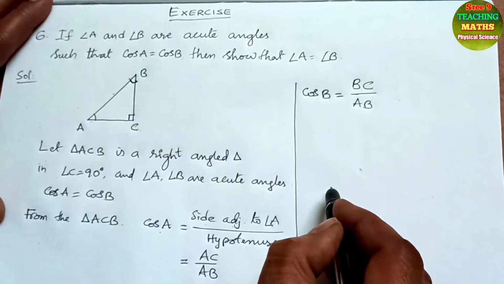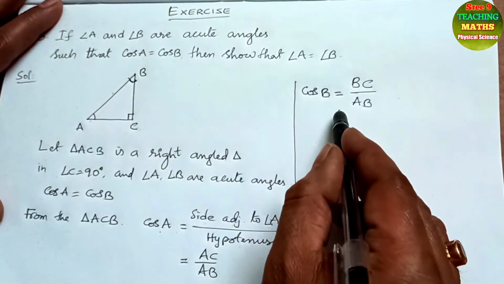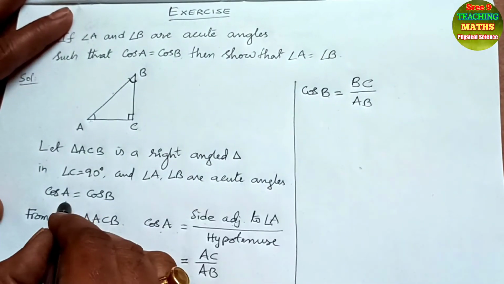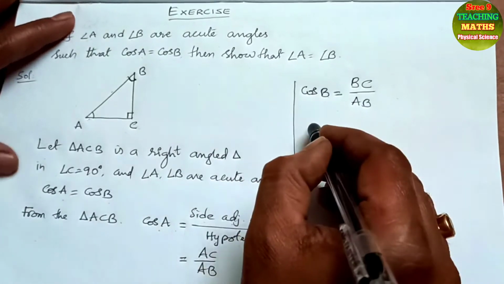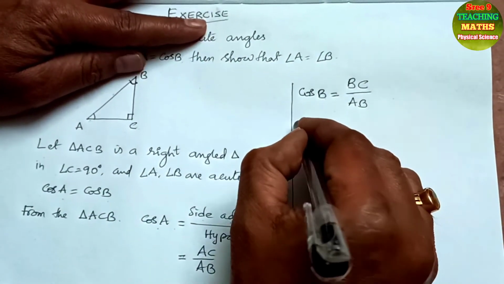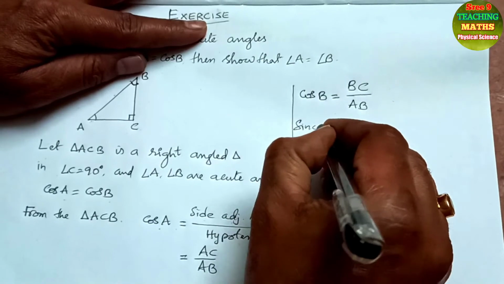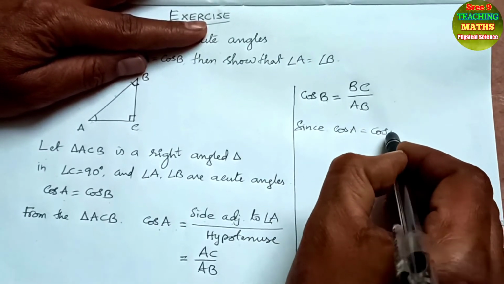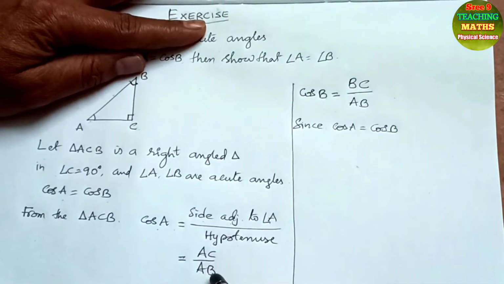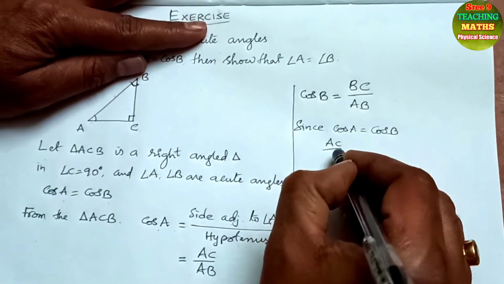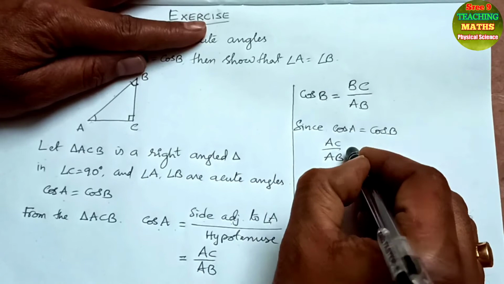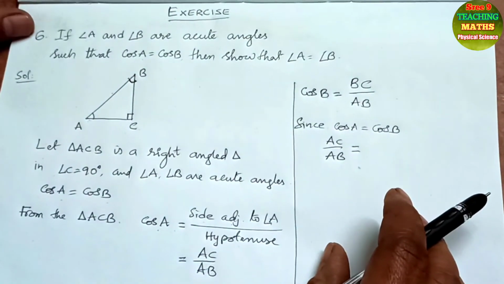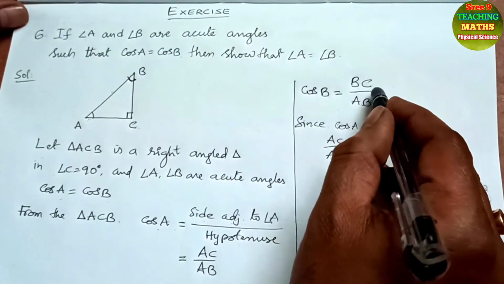We got cos A and cos B, but it is given that cos A is equal to cos B. So we write: since cos A is equal to cos B, and cos A is AC by AB, AC by AB is equal to cos B, which is BC by AB.